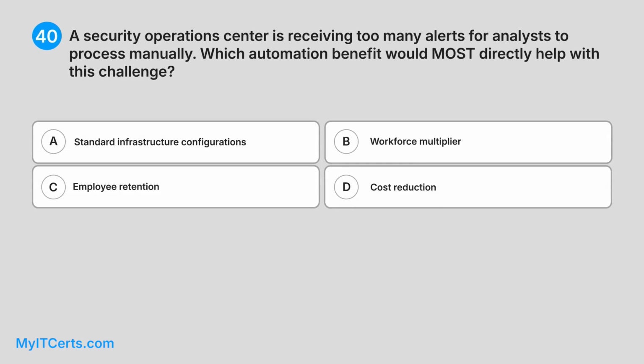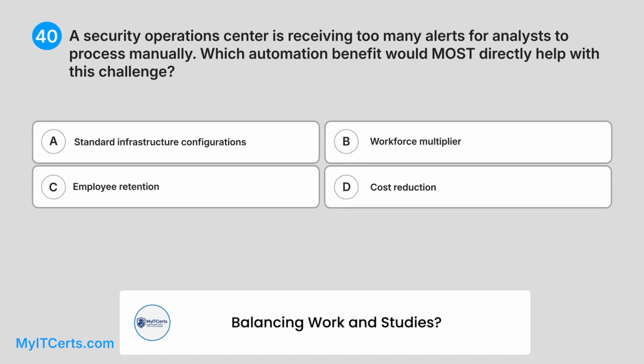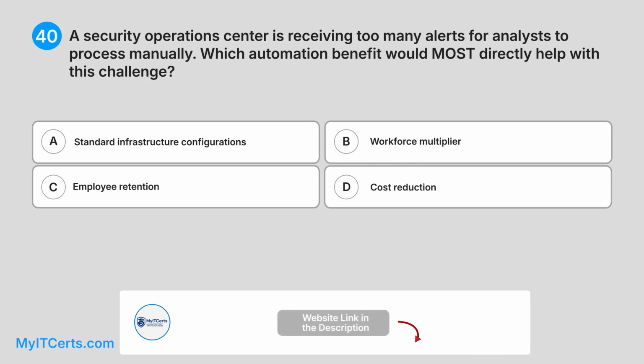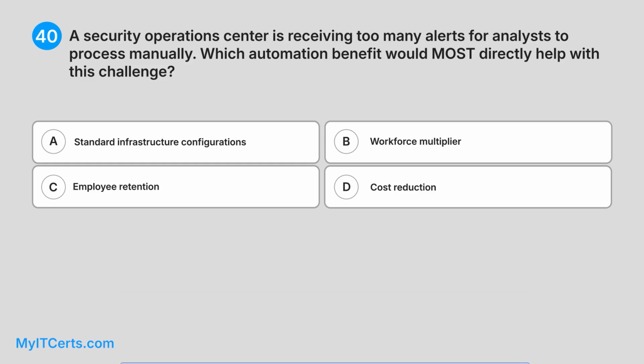A security operations center is receiving too many alerts for analysts to process manually. Which automation benefit would most directly help with this challenge? A. Standard infrastructure configurations. B. Workforce multiplier. C. Employee retention. D. Cost reduction.